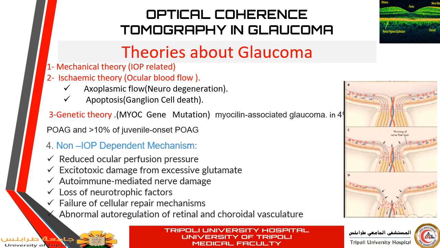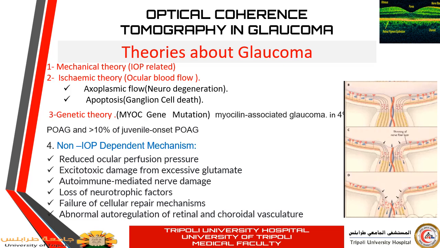The mechanical theory is named IOP related or IOP dependent. And the ischemic theory is ocular blood flow, that's the perfusion pressure dependent or related. And this ischemia or low perfusion will lead to a decrease in the axoplasmic transport of the nerve fiber layers and lead to what's named neurodegeneration. Other than that, this will lead to apoptosis of the ganglion cells and consequently damage to the nerve fiber layers.